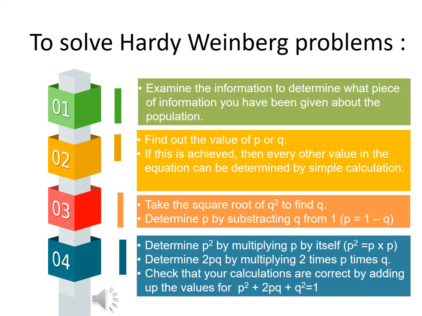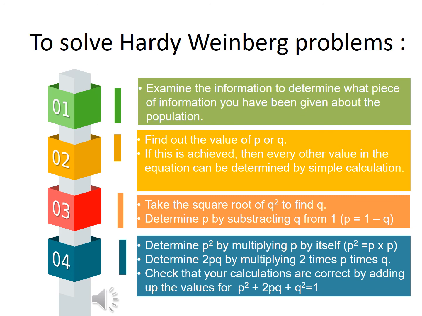Here are some tips to answer the Hardy-Weinberg problems. First, examine the information to determine what piece of information you have been given about the population. Second, always start to find out the value of q first, then the value of p. If this is achieved, then every other value in the equation can be determined by simple calculation. Third, take the square root of q squared to find q. Determine p by subtracting q from 1.